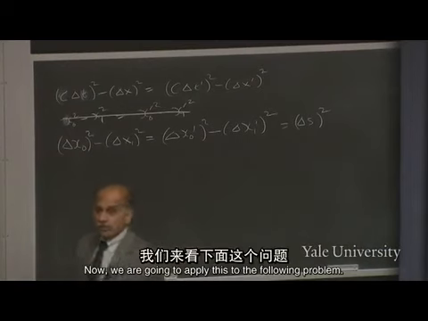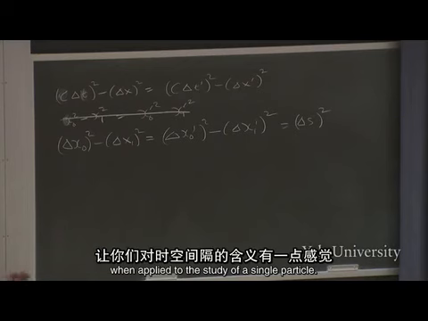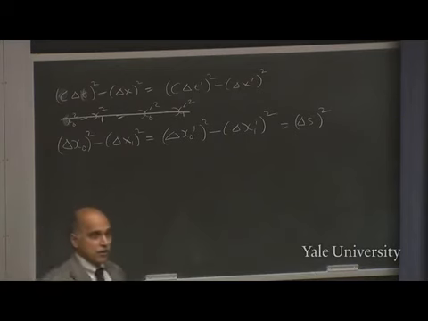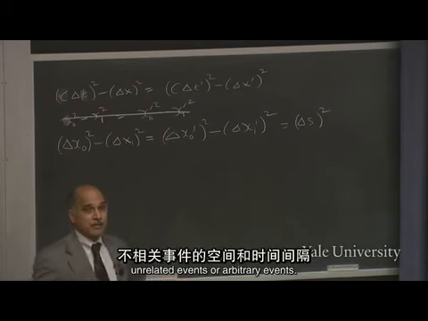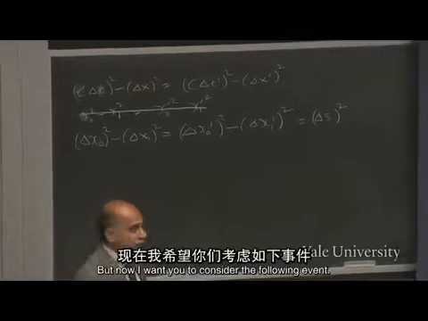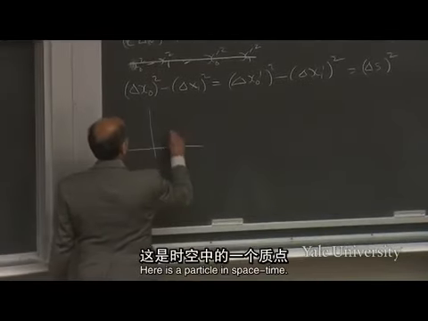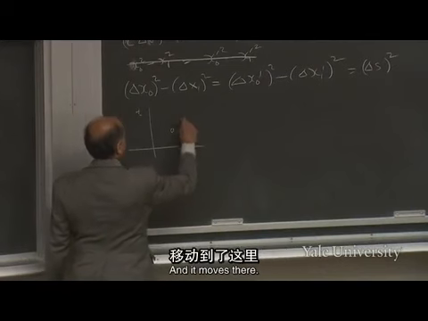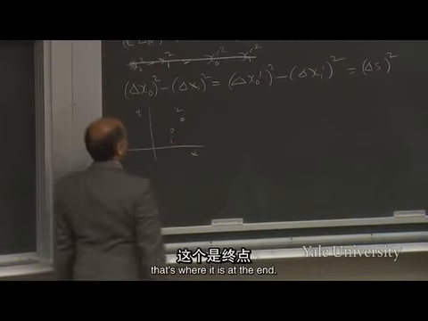Now we are going to apply this to the following problem. I'm going to give you a feeling for what space-time interval means when applied to the study of a single particle. So previously, delta x and delta t were separations between two random, unrelated, or arbitrary events. But now I want you to consider the following. Here is a particle in space-time, and it moves. This is where it is in the beginning. That's where it is at the end.